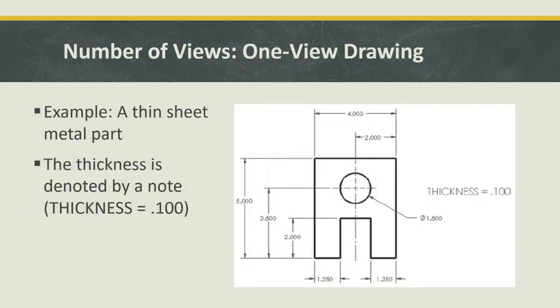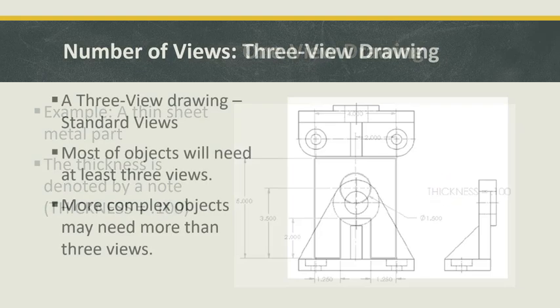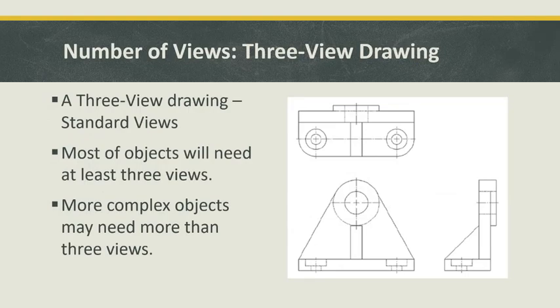In this sheet metal part, the side view will almost look like a line because the part is thin. Instead of adding the side view, only one view with a note, thickness, will be sufficient to describe the object. But in most cases in this course, the standard 3-view drawing will be common.